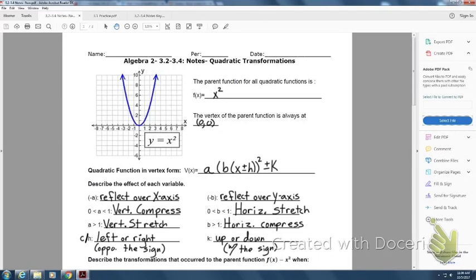So first, comparing the A and the B value. The A value, if it's between 0 and 1, so it's a smaller number, it's going to compress it. It's going to shrink it. Whereas if the B value is between 0 and 1, it's going to stretch it. It's going to make it bigger. So that might be opposite of what you would think it would do. If A is greater than 1, it's a bigger number, it's going to stretch it. Whereas if B is a bigger number, it's going to compress it.